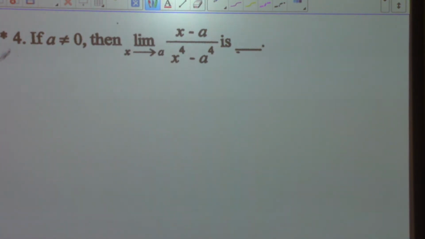By the way, this double asterisk here is indicative of an actual AP test problem. And I don't think this is the easiest one in the world. It's essentially a factoring problem. So what you do is take your denominator and factor it out until you can cancel, and then you substitute in and you'll have your answer. So take a couple minutes working on that.